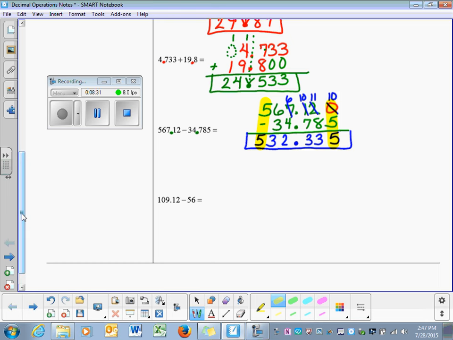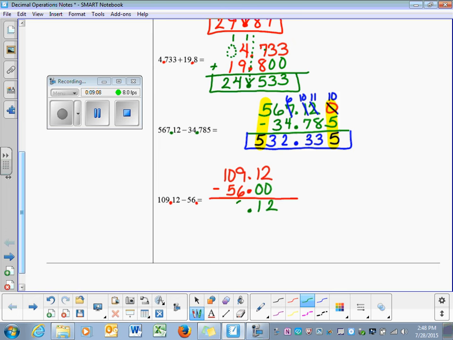Our last subtraction problem. Oh, where's the decimal point? 56. 56 is a whole number, so the decimal point comes after the 6. Don't let people fool you. 109 and 12/100ths. 6, 5. I'm going to need a couple of placeholding zeros. All right, 2 minus 0 is 2, and 1 minus 0 is 1. Lining up my decimal points.